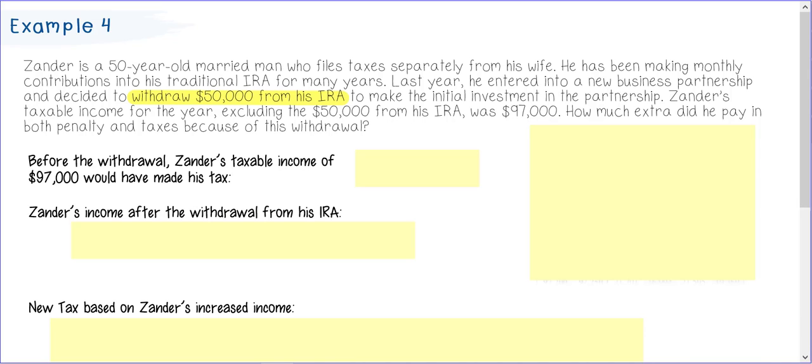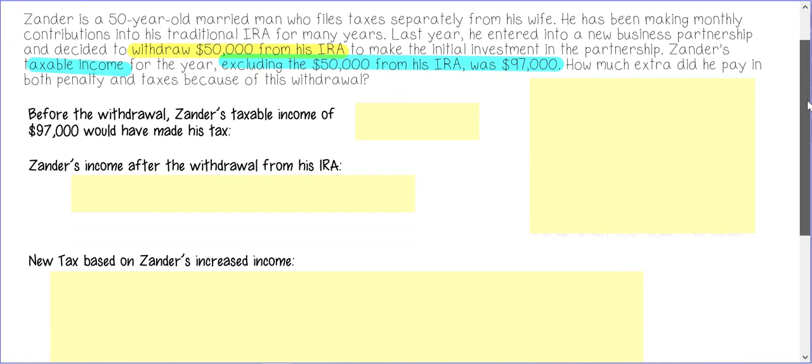Xander's taxable income for the year, excluding the $50,000, was $97,000. How much extra did he pay in both penalty and taxes because of this withdrawal? So when you withdraw early from an IRA retirement account, you have to pay a penalty.